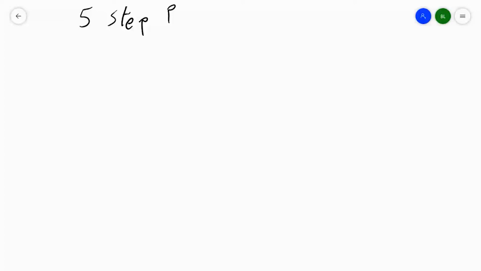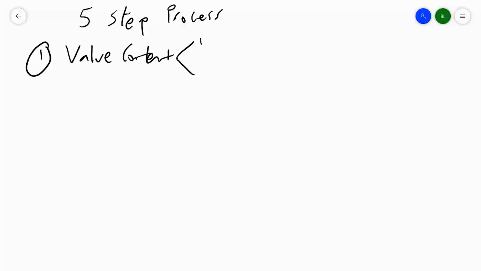So this will be my screen. Today we'll talk about the 5-step process for any side project or any business. The first step would be to produce valuable content for your audience. This can be in video format or image format.